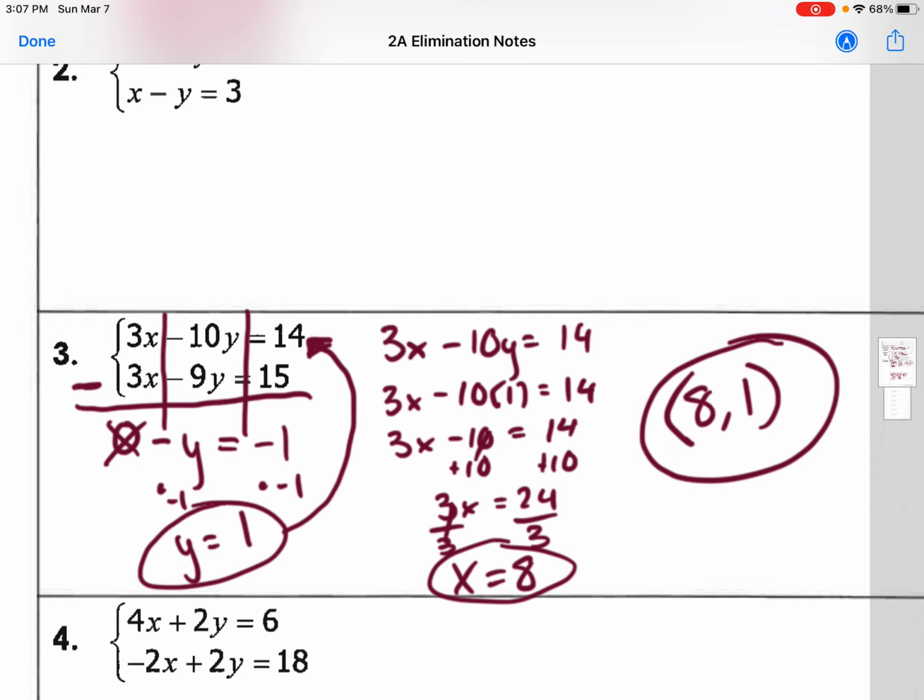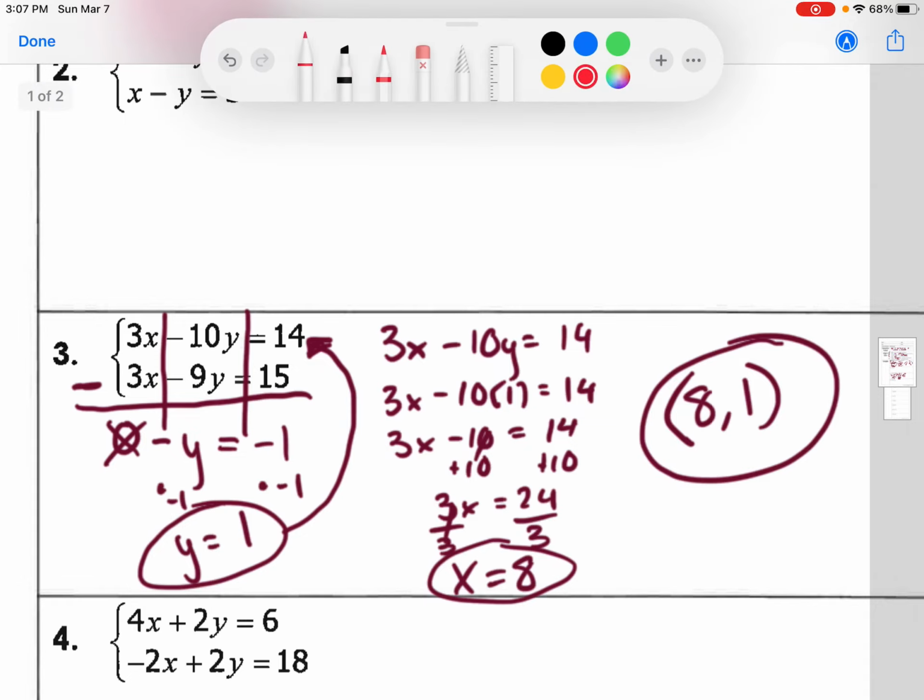Now, if you wanted to double check your final answer, what you could do is take your x and y values. So we have our x value of 8 and our y value of 1. And you could plug those both into the second equation and see if it works out as well. So if I plug both of these back into the second equation, I would have 3 times my x value, which is 8, minus 9 times my y value, which is 1, is going to equal 15.